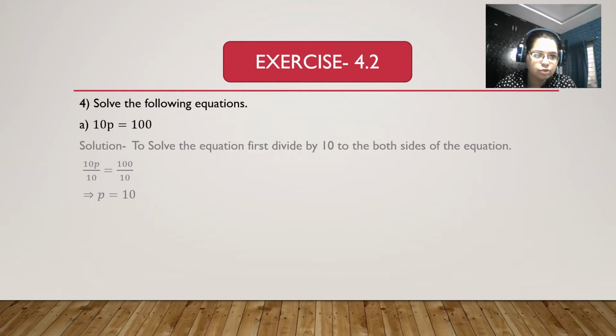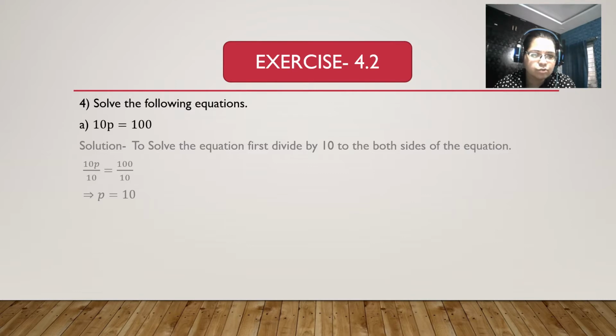Now we will solve question number 4. Question number 4 is solve the following equation. First, part a is 10p equal to 100. We have to solve for the value of the variable p. To solve the equation, first divide both sides by 10.